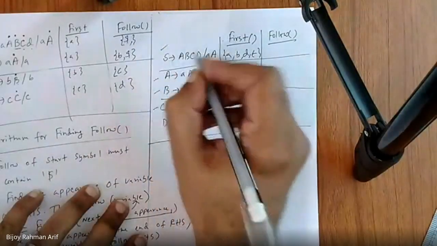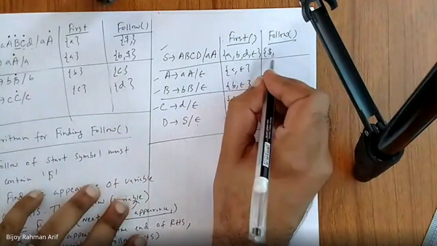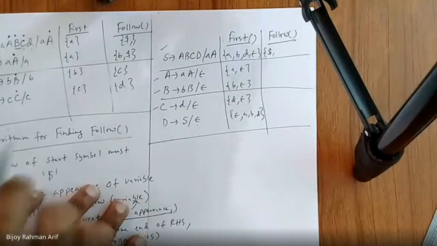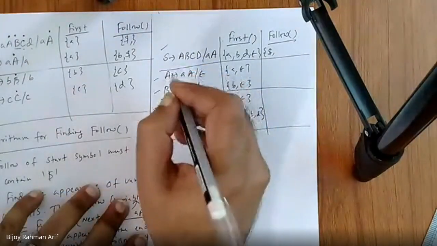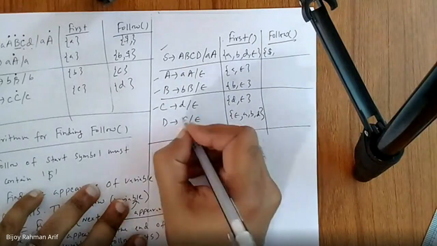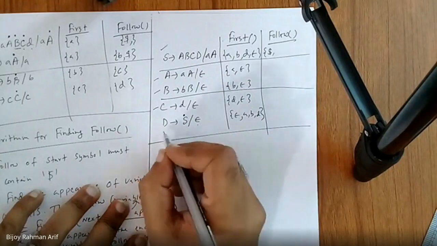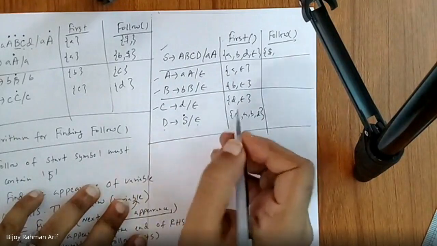Follow, we have to start with the start symbol. So definitely dollar, but we cannot stop here because all those rules are recursive. So you have to wait. You have to find out where S actually is on the right hand side. It is here, and it appears at the end of the production. So you have to apply rule number 3. But there is a problem. We don't know follow of D. So let's try to find out.